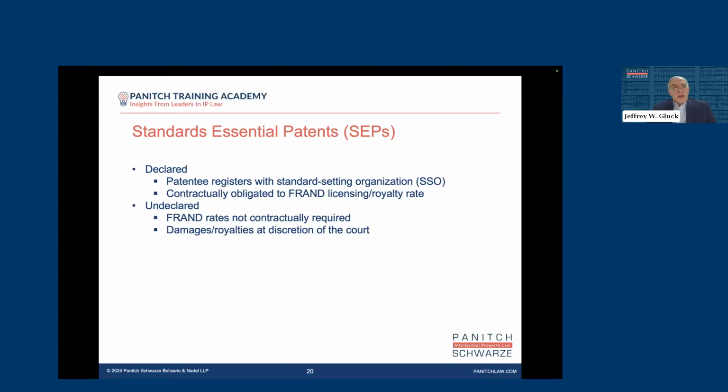Now, there are two categories of standards essential patents. When an SSO establishes a standard, a patentee may register their patents that they assert to be essential to the standard with the SSO. By doing that, they're contractually obligated to what's called a FRAND licensing or royalty rate. And what FRAND stands for is fair, reasonable, and non-discriminatory.